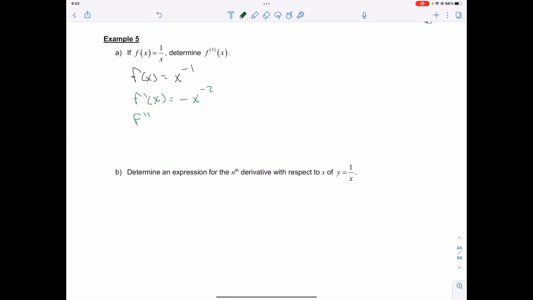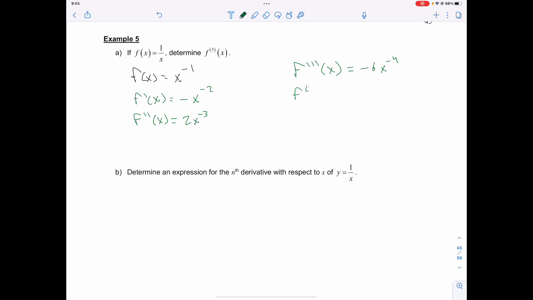The second derivative, the negative 1 times negative 2 is going to give me positive 2, and I'm going to have x to the negative 3. The third derivative, the 2 times negative 3 is going to give me negative 6, and now I have x to the negative 4.